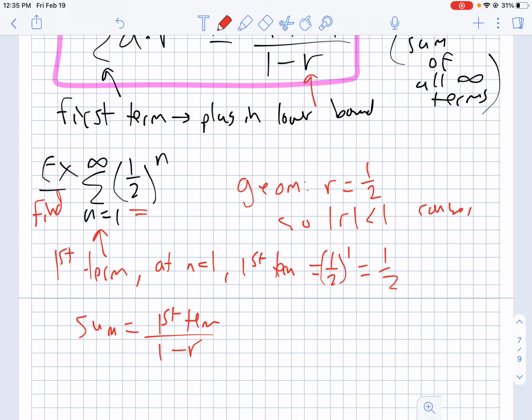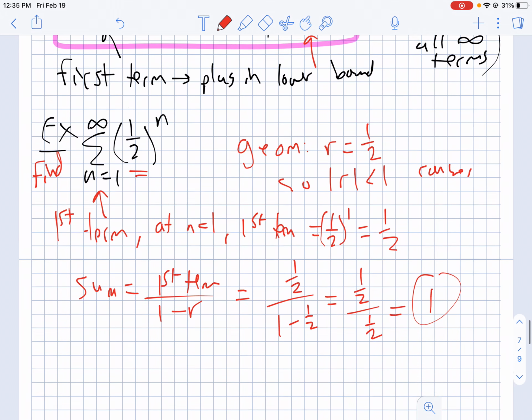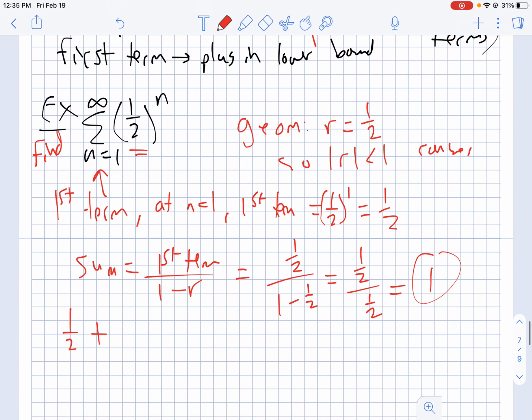So cool. What that means then is the first term is 1/2 over 1 minus 1/2. So you get 1/2 over 1/2. So this beautiful, brilliant series adds up to exactly 1. Cool. So what that's saying is if you take 1/2 and you add a 4th and you add an 8th and then you add a 16th and you keep going infinitely, that sum is going to approach and get infinitely close to 1. Okay, beautiful.